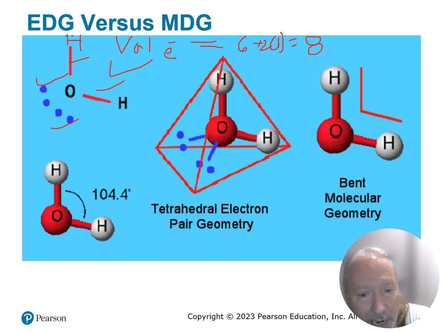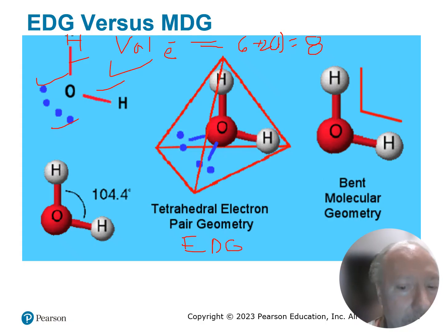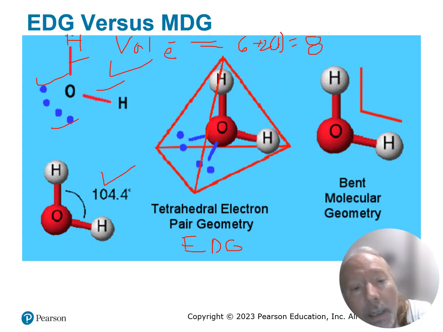So we want to get the electron domain geometry first. Remember, that's the easiest way. Get the electron domain geometry first, then you can figure out the molecular geometry. So we place everything as far apart as possible. Everything's about 104 degrees apart. Hydrogen, oxygen, hydrogen, you have 3 atoms, or you could have lone pair, oxygen, and lone pair. That's about 104.4 degrees.